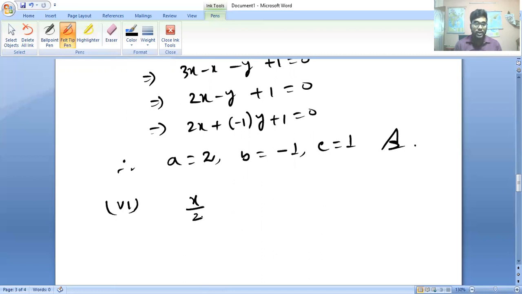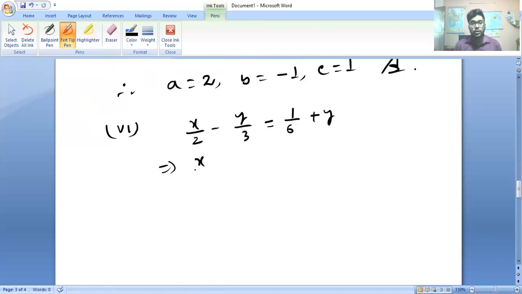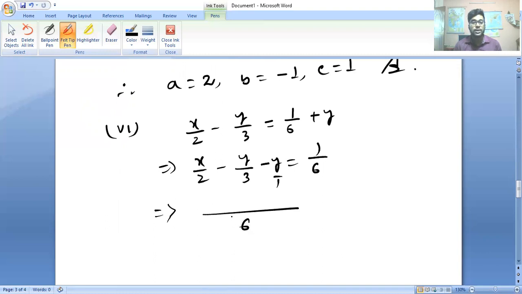Let us do the next question. So we have x by 2 minus y by 3 is equal to 1 by 6 plus y. Okay. So the first line would be what? To bring the algebraic terms together. So here plus y goes here, it becomes minus y is equal to 1 by 6. Now nothing is there, so denominator 1. Now take LCM. The LCM of 2 and 3 is 6. 2 into 3 is 6, so it becomes 3x. 3 into 2 is 6, so it becomes 2y, and 1 into 6 is 6, so it becomes 6y, is equal to 1 by 6.